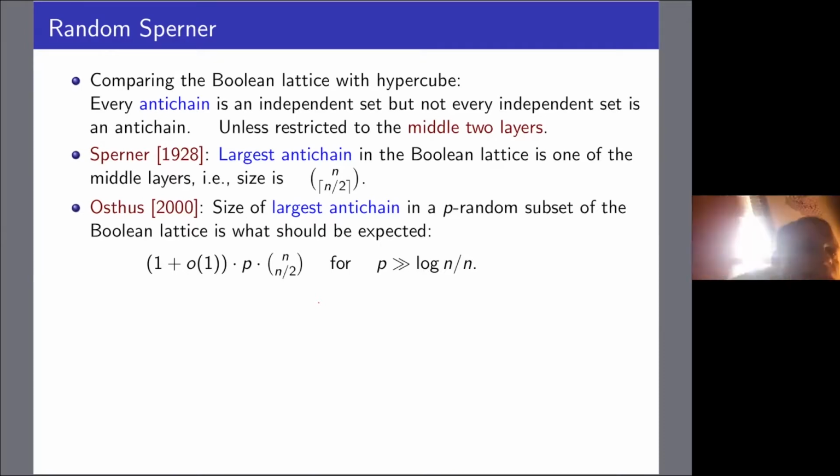And the expected size of the largest antichain, at least from Sperner's theorem, is p times n choose n half. And what he proved is that if p is much larger than log n over n, then one cannot do anything better.